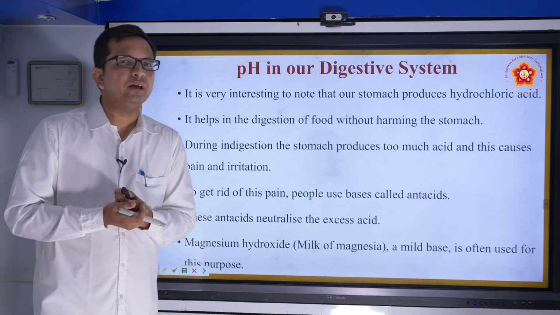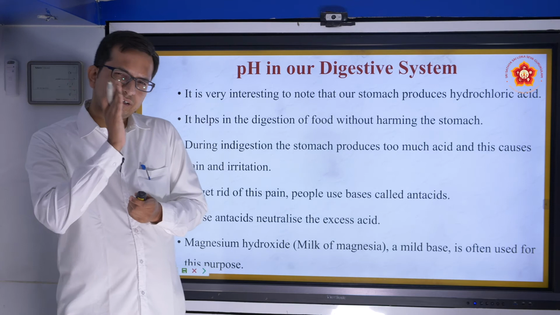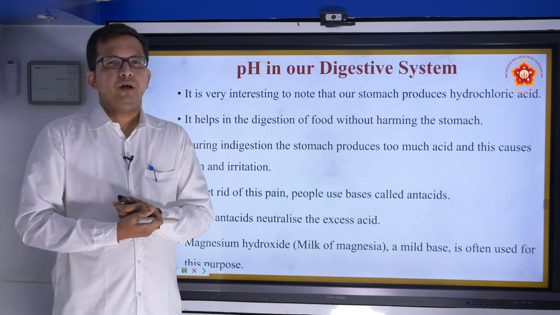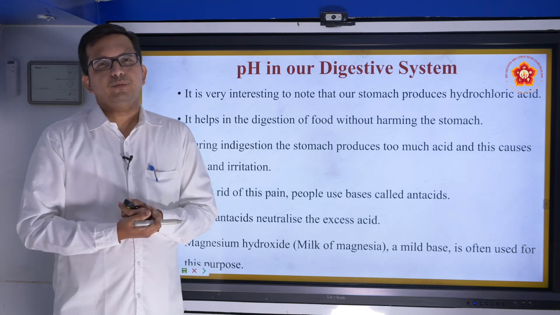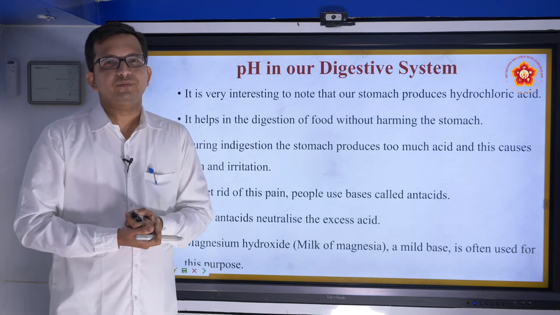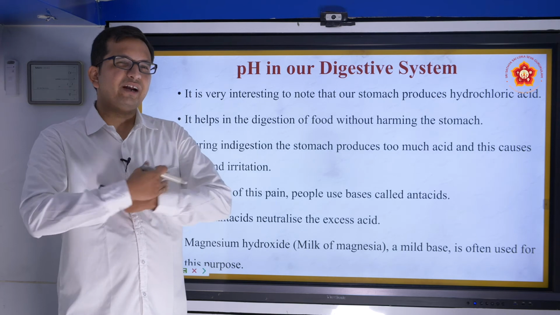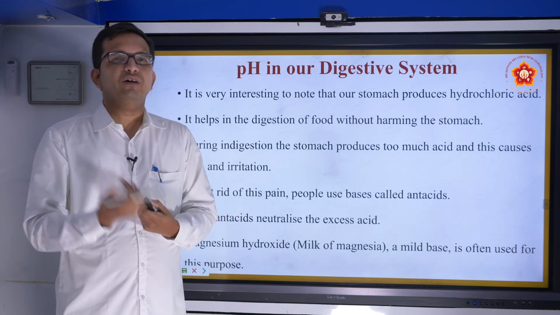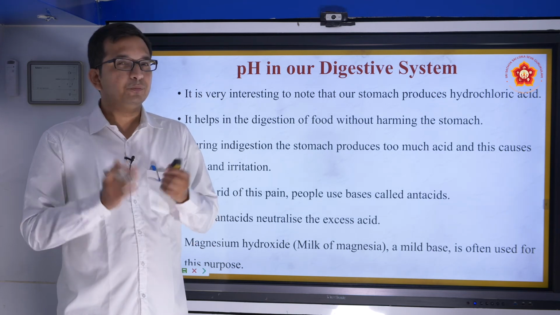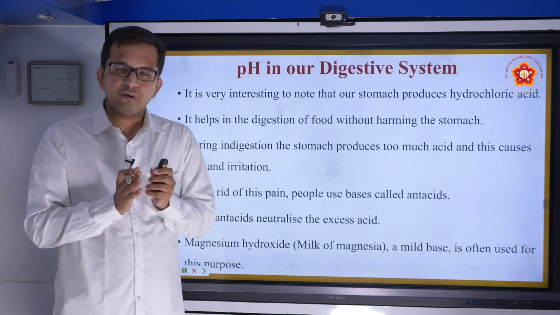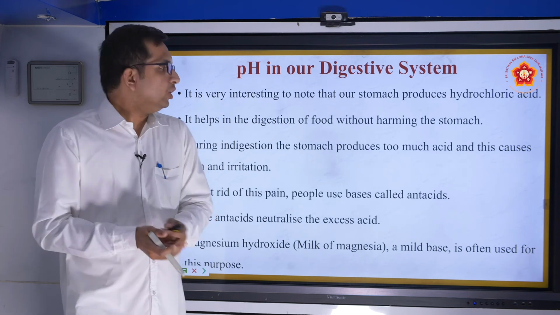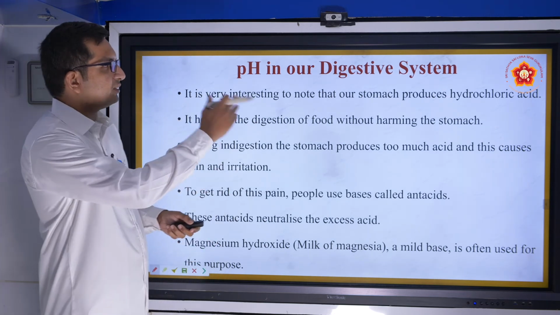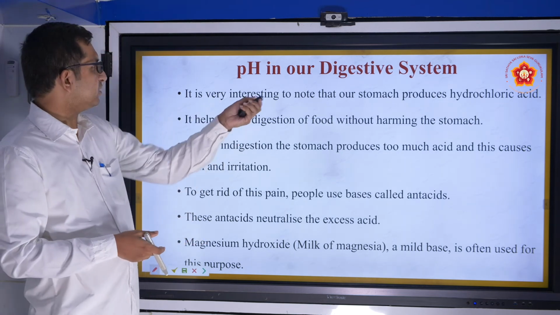That is why you can see that people who follow correct timings of food, correct quantities of food, correct methodologies of food, don't fall sick much. Whereas people who have a random routine of having food normally struggle with these digestive problems. So it's important to have the right kind of food at the right kind of time. So this is about the pH in our digestive system. I hope you have seen the theoretical aspects that are being given here.